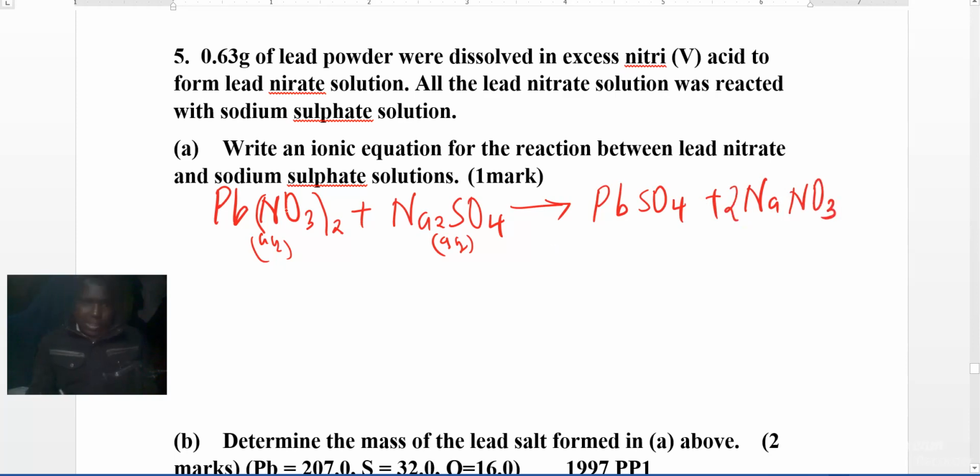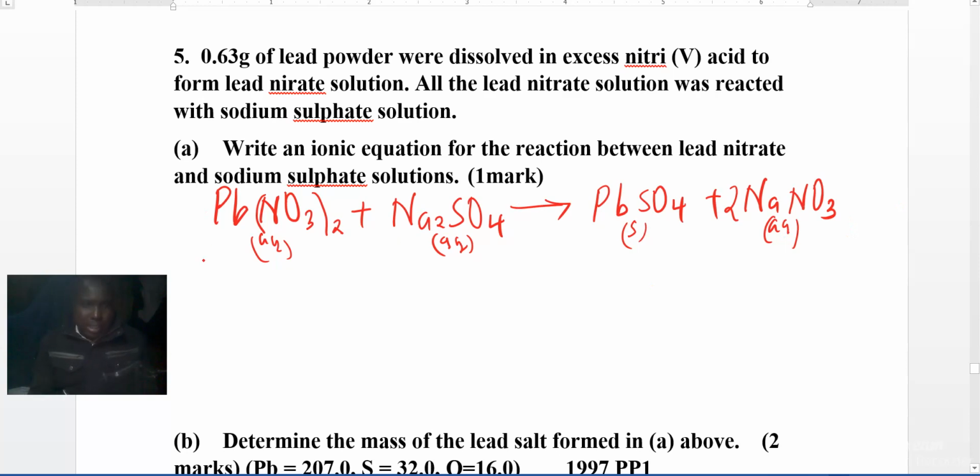So what happens here is that the cation on this side takes the anion on the other side, and the anion on this side combines with the cation on the other side. So this one is a solid and this one is aqueous, because all nitrates are soluble. Once you have written it like this, you are supposed to rewrite the equation ionically.